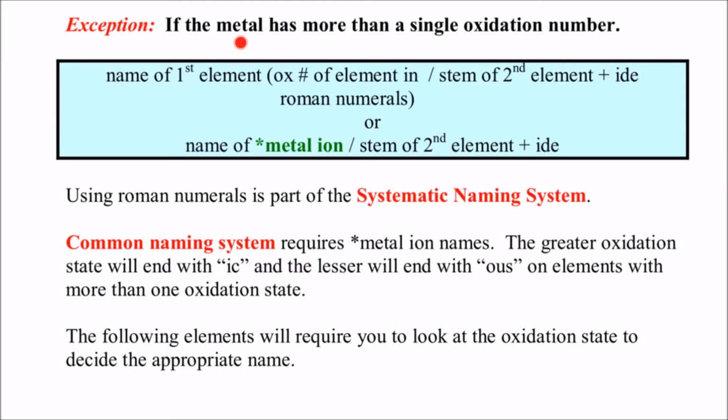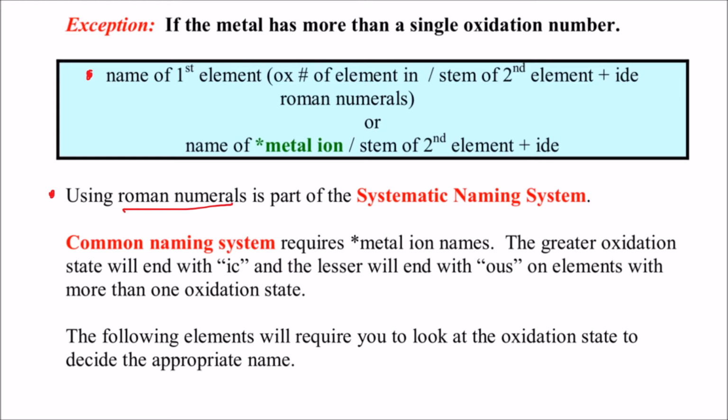If the metal has more than a single oxidation state, then the rule is, say the name of the first element, which would be the metal, then you're going to put the oxidation state of that metal in Roman numerals and enclose it with parentheses. Then you're going to say the stem of the second element, and then you're going to have IDE. This is called the systematic naming system. This one right up here is the systematic naming system, the one that uses Roman numerals.